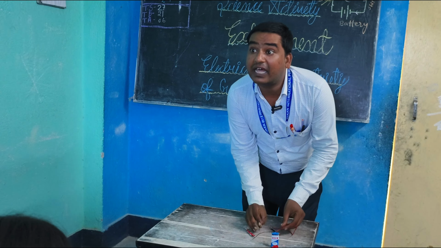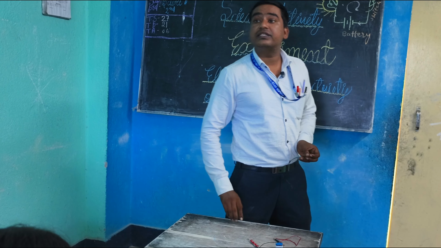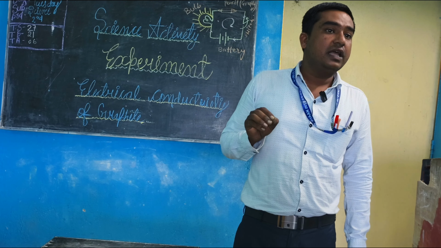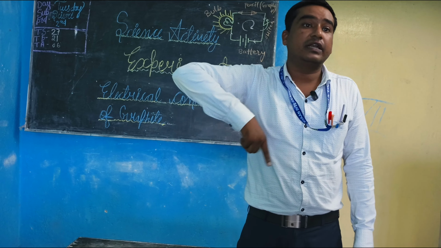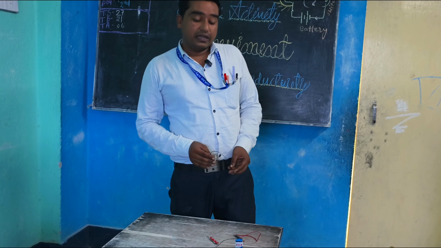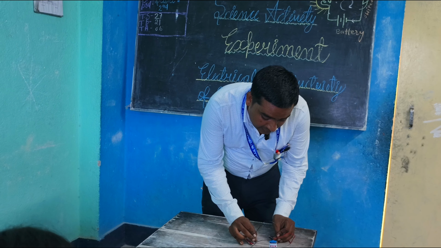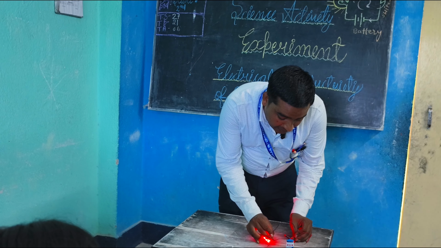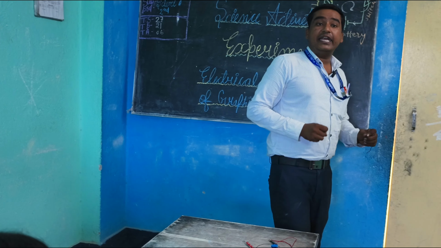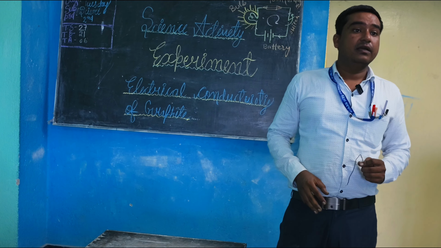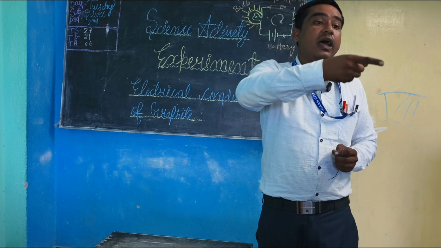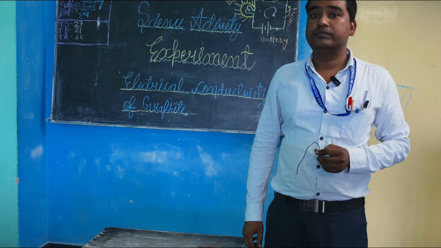If we connect other non-metals in this circuit, then electricity cannot conduct. That means electricity cannot flow through the circuit. But here we see that electricity is passing through the circuit, even though this is a non-metal. So we can conclude that this graphite rod can conduct electricity. It means if we connect a graphite rod in the circuit, then it will allow electricity to pass through it.